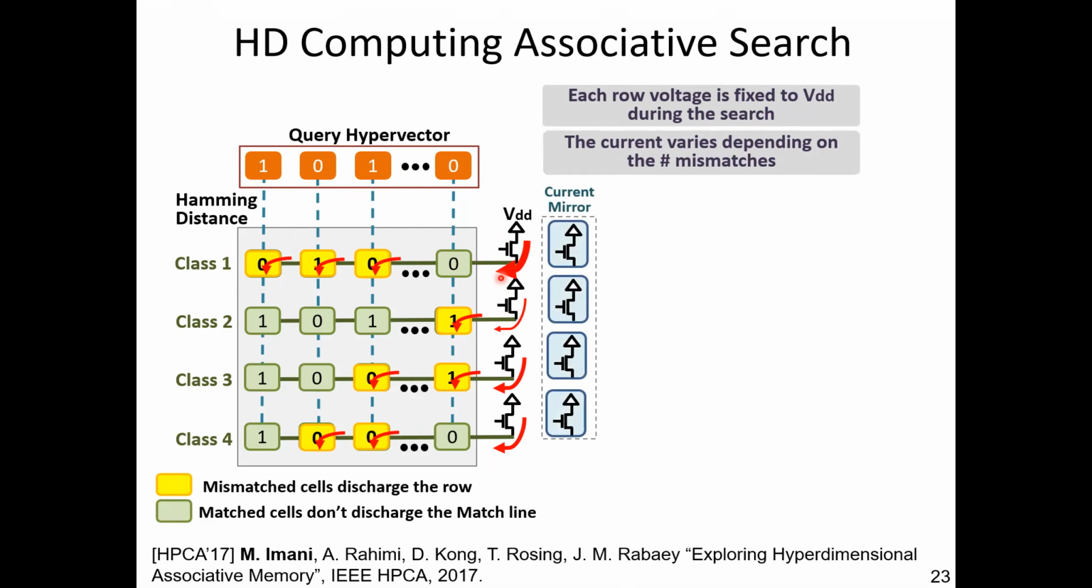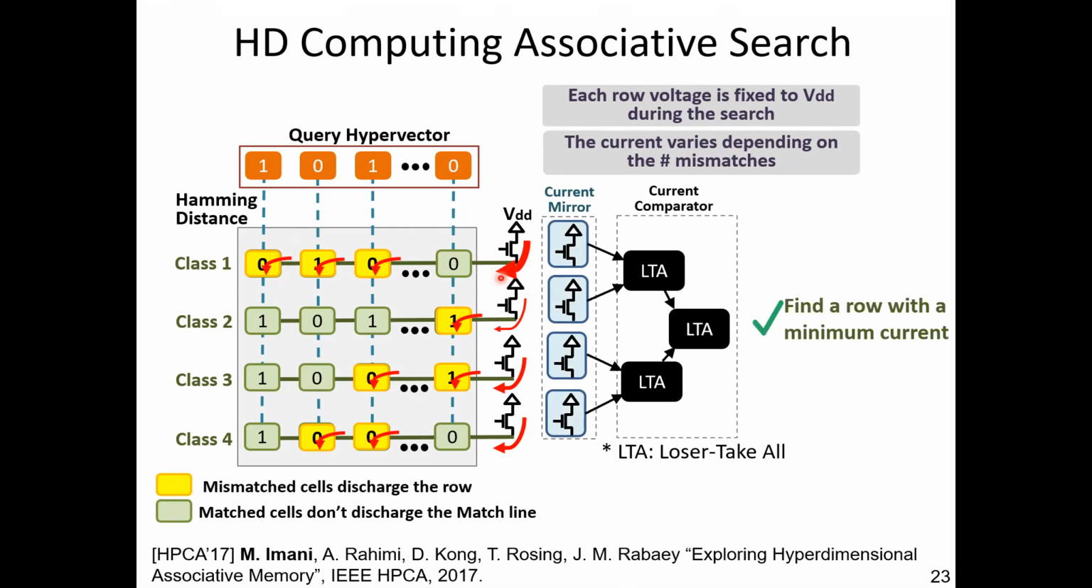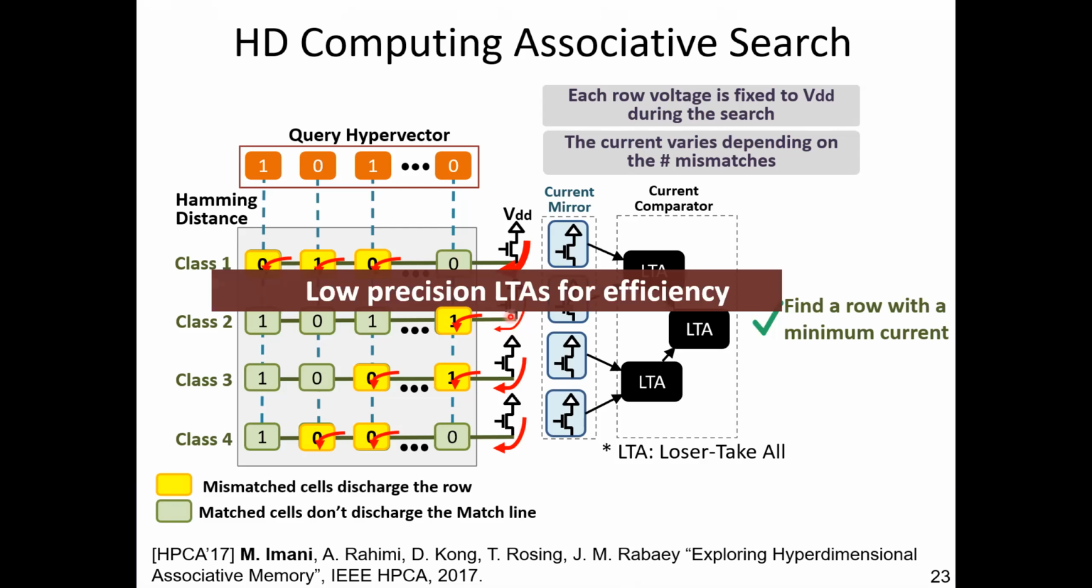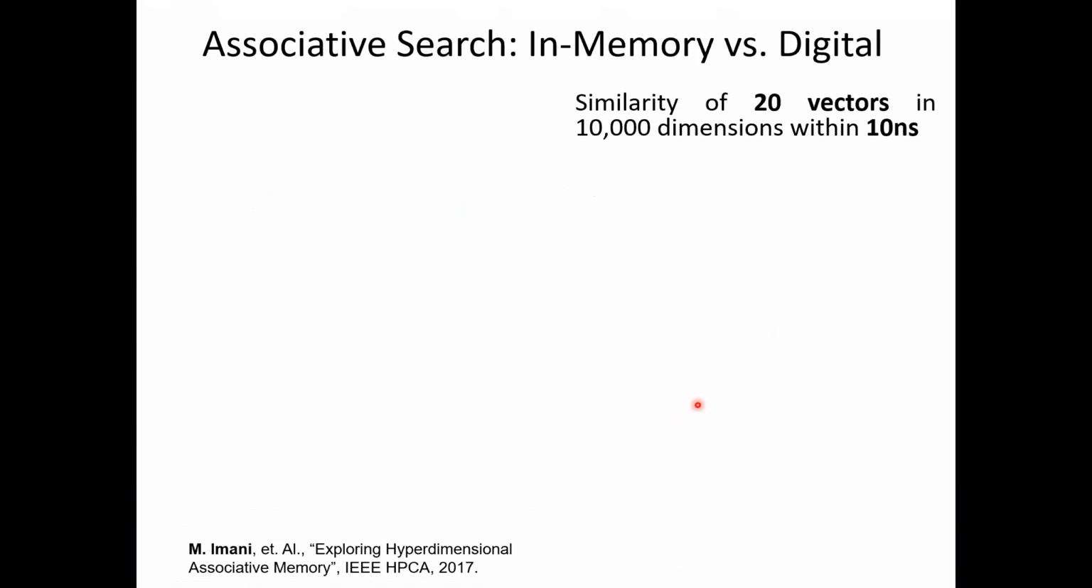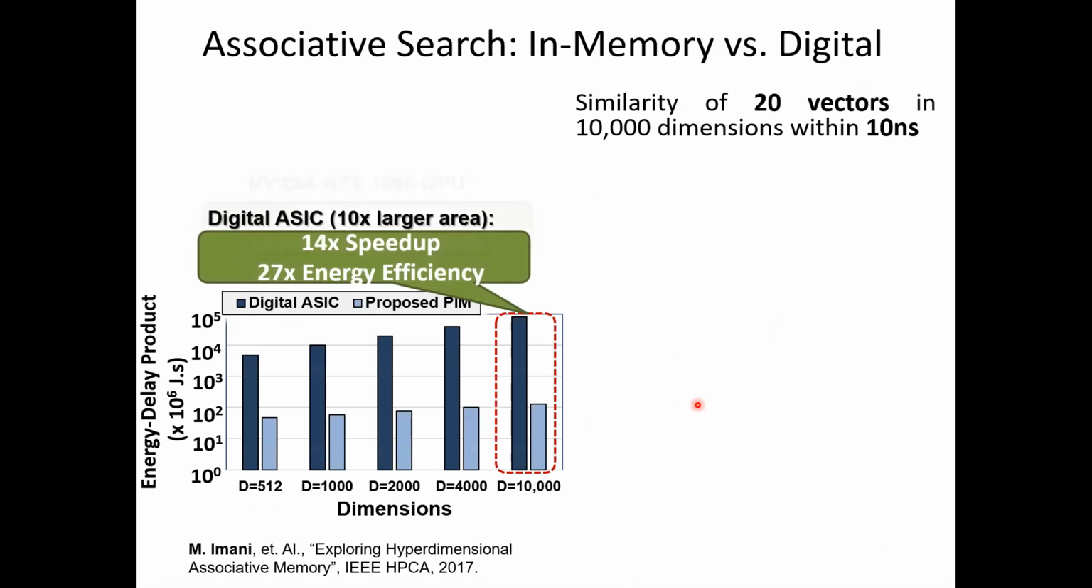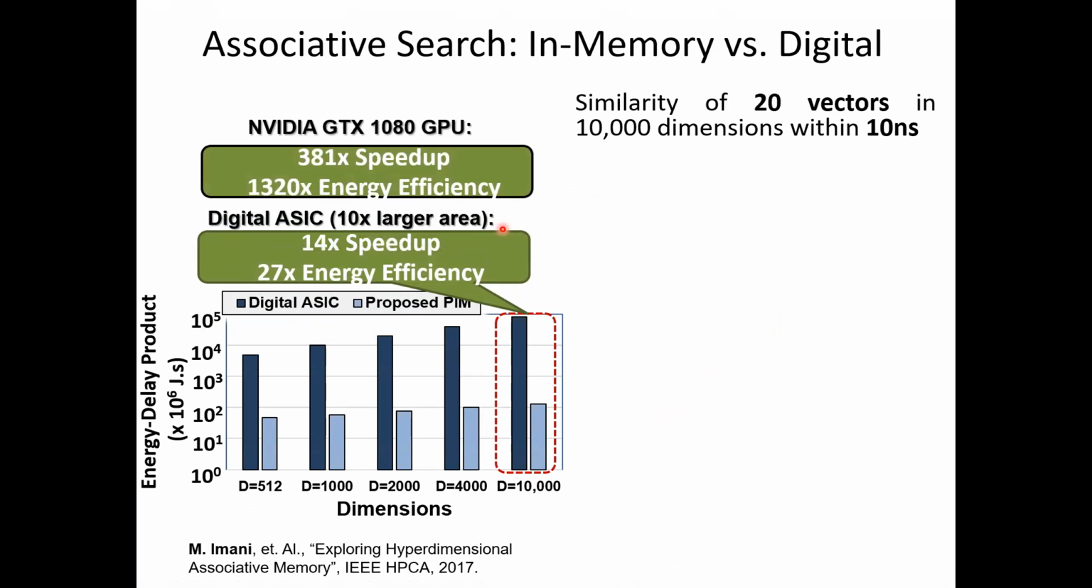So by adding a current mirror and current comparator, we can find a row which has minimum discharging current in the access transistor. And since we are approximate, we can actually use the LTA current comparator, which is loser take all, that is pretty approximate too. We don't need to do an exact implementation of that. And we show really interesting results compared to the ASIC design and also compared to the GPU, which can be orders of magnitude faster.